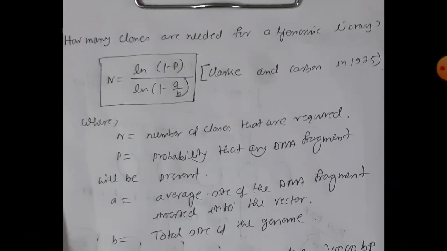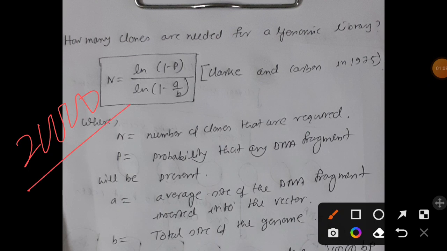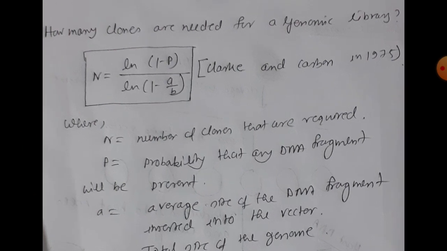Okay, so our initial idea was to divide the average insert capacity of the vector that we are using into the entire genome, right? But that will not give us the actual number. So under such circumstances, Clarke and Carbon in 1975 gave a formula.